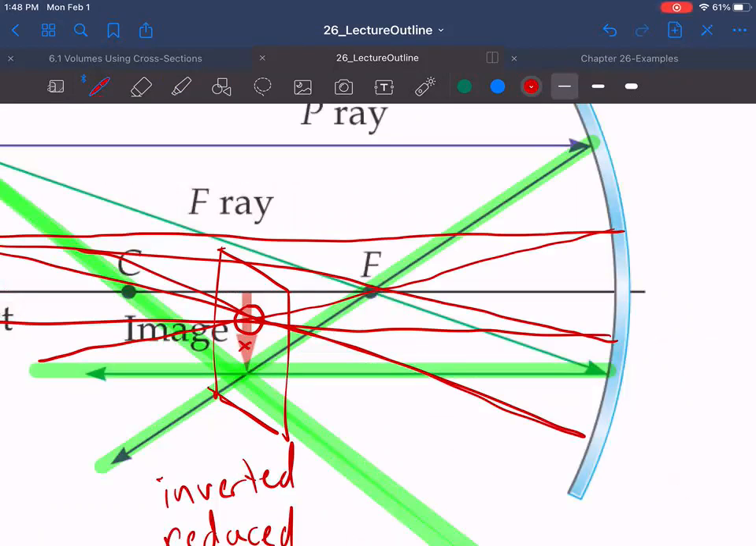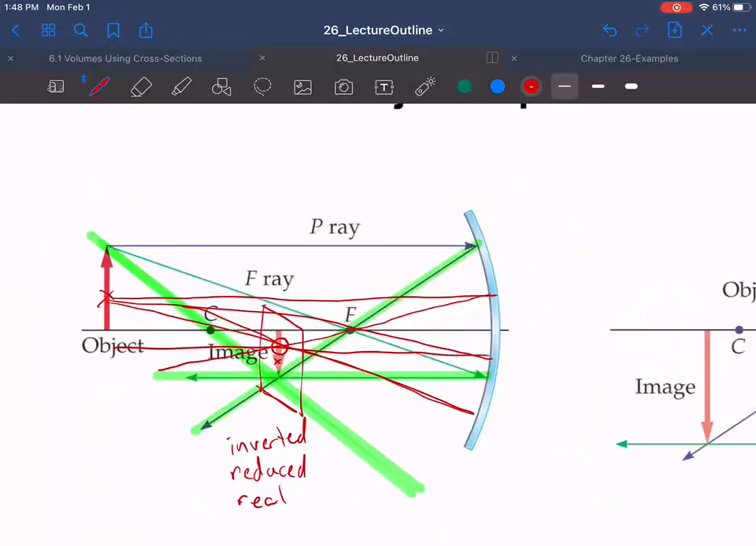What? Yeah, we'd see an upside down picture right there. We'd see it upside down, and it would be right there, and we'd have that image. And that's why we call it a real image. We can actually project it onto a screen because all the rays that come from it reflect back through there. Okay?